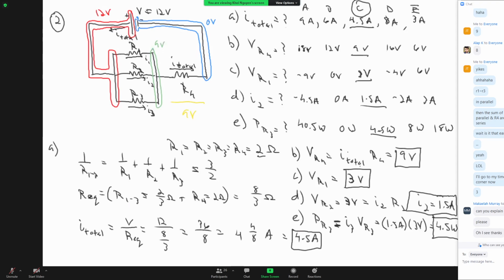Cool? That means it's the same for 12 minus 9 for R2, for R3. That's the voltage drop across them. And it makes sense, right? Because everything that we see in parallel has the same voltage drop. Does that make sense?